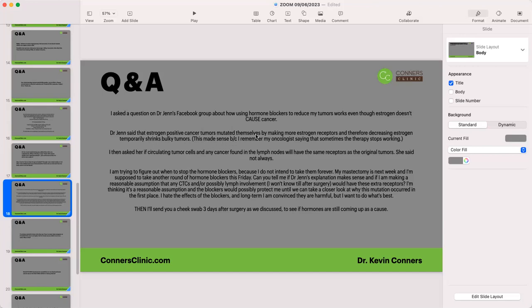This made sense because I remember my oncologist even saying that sometimes the aromatase inhibitors stop working. I then asked her if circulating tumor cells and any cancer found in the lymph nodes will have the same receptors as the original tumor. She said not always, which is true. So you could have cancer cells at different spots that may not be ER positive, PR positive, or HER2 positive or negative as what they biopsied. That's not uncommon.